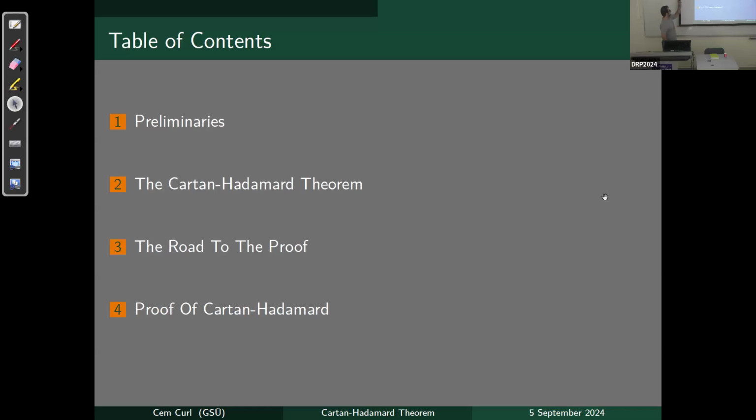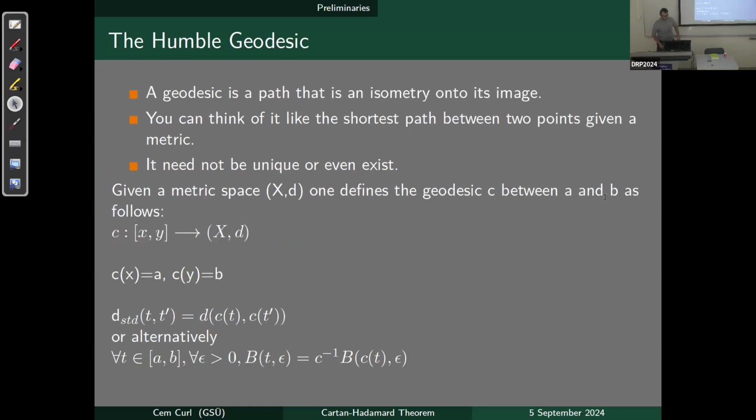Table of contents. First, I'll be giving a bit of preliminaries, because this is metric geometry and we need some tools before we can understand the theorem itself. Then I'll be presenting the Cartan-Hadamard Theorem. I'll give a road to the proof, and I'll explain the proof of the Cartan-Hadamard Theorem. I will not be giving any proofs of the lemmas here. They're in the book. Also, they're really long and require 4 chapters of material before. So that's why I'm not giving the proofs.